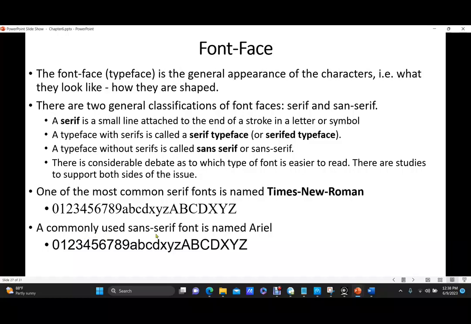A commonly used sans serif font is named Arial. Here we have an example of some text in the Arial font. As you see now, comparing the X in Times New Roman and the X in Arial, with Arial, the lines go to the top and stop, and the Times New Roman goes to the top, and there's a little line at the end, on the top and on the bottom.